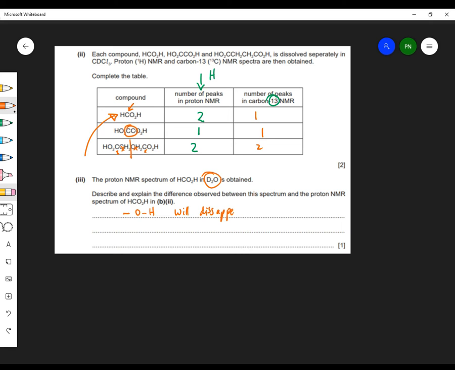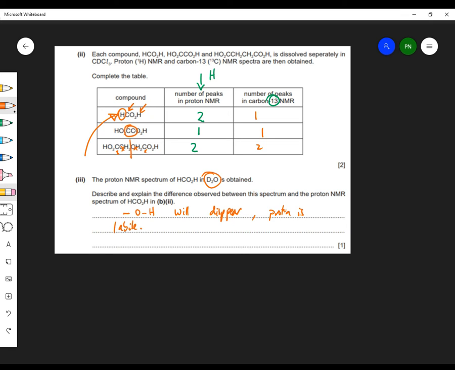Okay. Oh, it doesn't look like I've spelt disappear right there. Is it one S, isn't it? So let's get rid of that. And let's say that the OH peak will disappear, this one. This one won't, this will stay there, but the OH peak will disappear. Why will it disappear? Well, because this proton is labile.